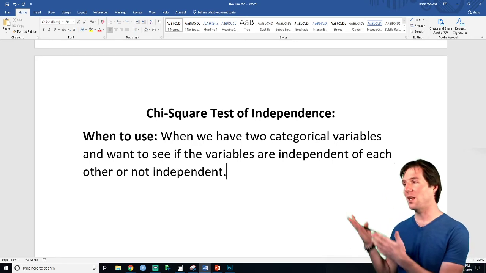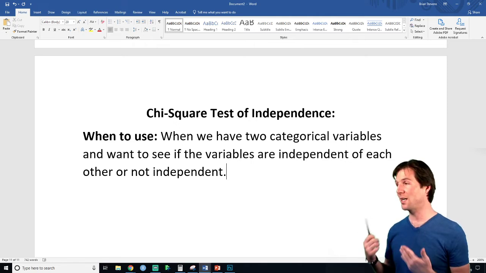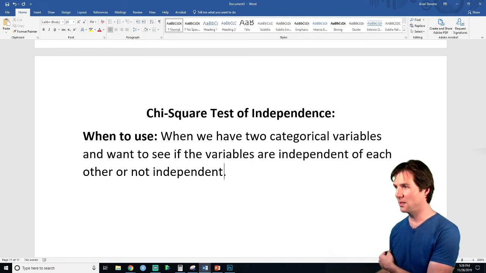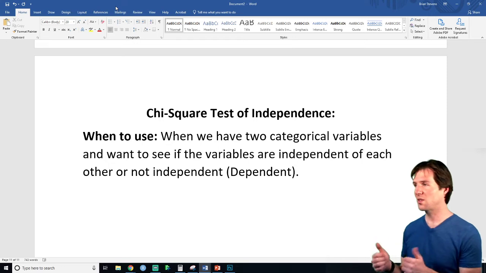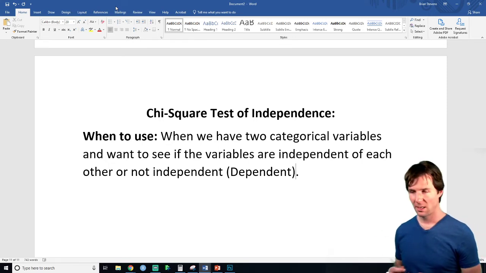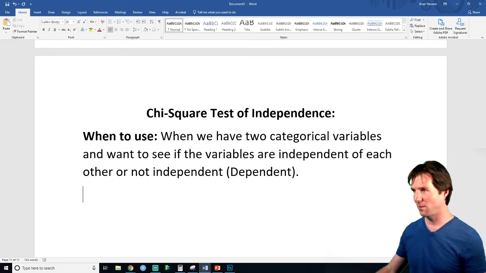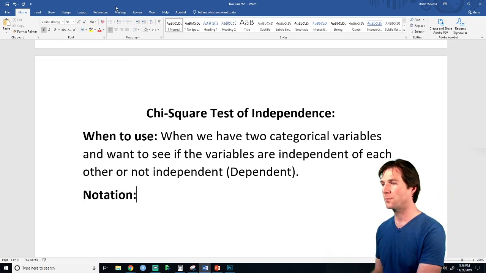And by dependent, that's the same thing as not independent. So it's either independent or not independent, and not independent, let's put a side note right here, is the same as dependent. So is that clear, that independent and not independent means dependent? But I like to say independent and not independent. So now we need some notation.